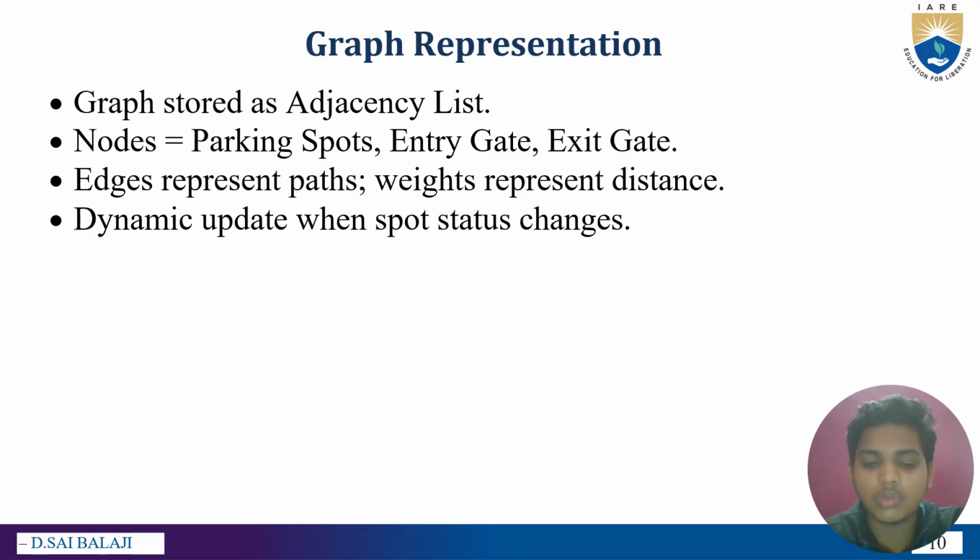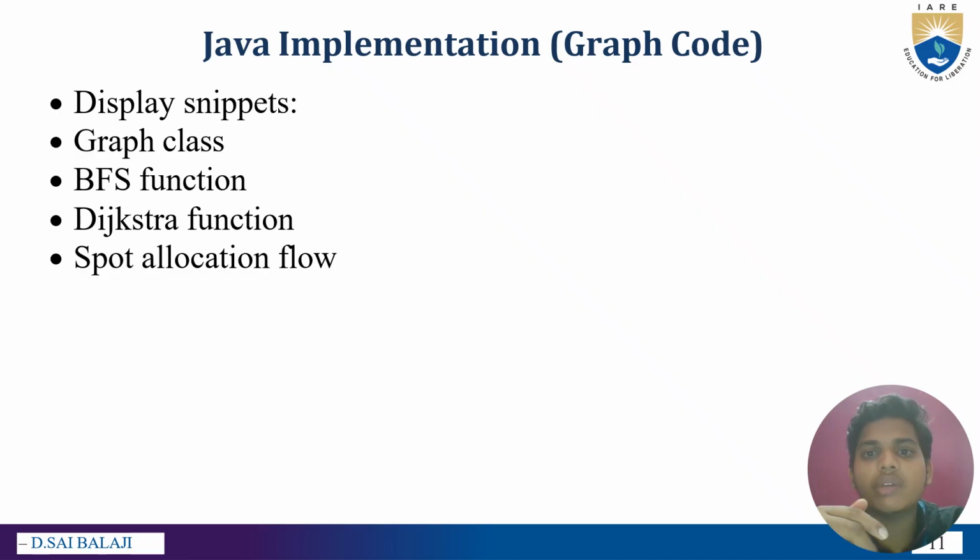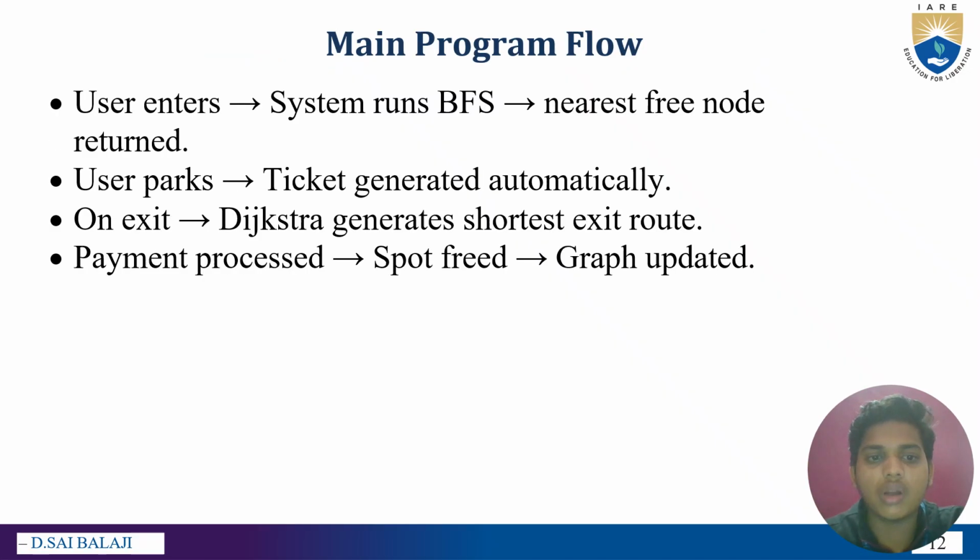Coming to the Java implementation, how are we implementing this in Java? We display snippets of the Graph class, BFS function, Dijkstra function, spot allocation flow, and so on. In the main program flow, the user enters, then the system runs BFS, returns the nearest free node, and gives the route to it. The user parks and a ticket is generated automatically. On exit, Dijkstra generates the shortest exit route, the payment is processed, the spot is freed, and the graph is updated. How nice it is.